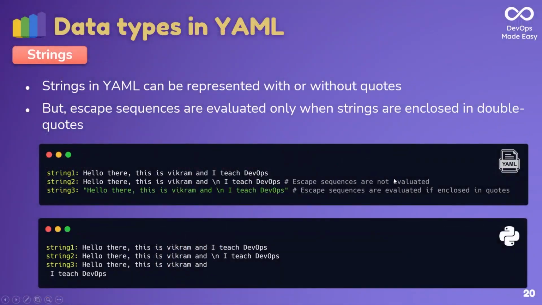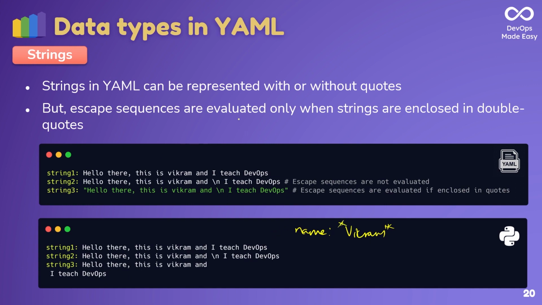The next data type is string. Strings in YAML can be represented without quotes. It is entirely up to us. We had seen that with the name as the key, we put the value simply, without any quotes. So either you can put double quotes or you can ignore them. YAML will take them as strings.